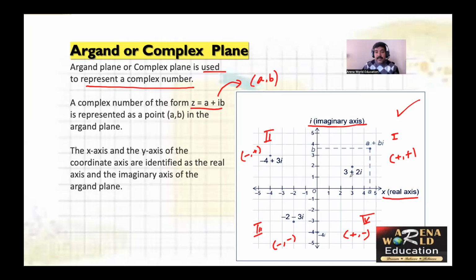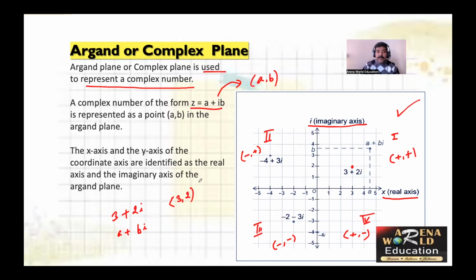Let us understand. Suppose we are having 3 plus 2 iota. It means if we compare this with a plus b iota, a will be 3 and b will be 2. It means we will check 3 comma 2, right? This point having coordinates 3 comma 2 will lie in which quadrant? Here both are positive, so this will lie in the first quadrant.